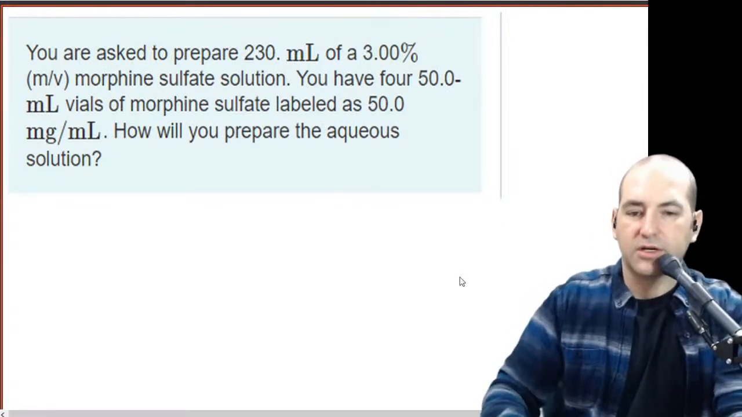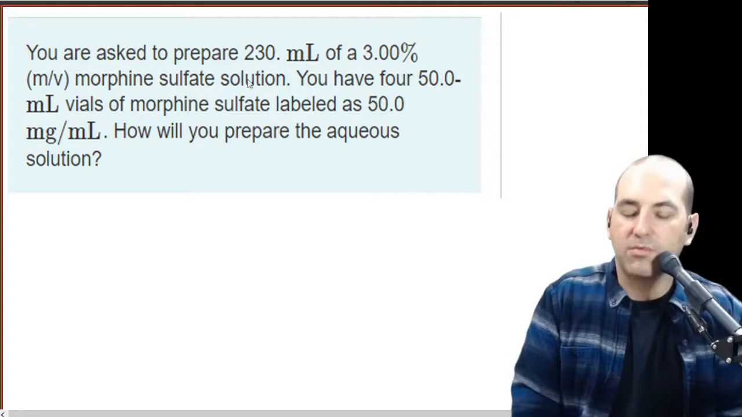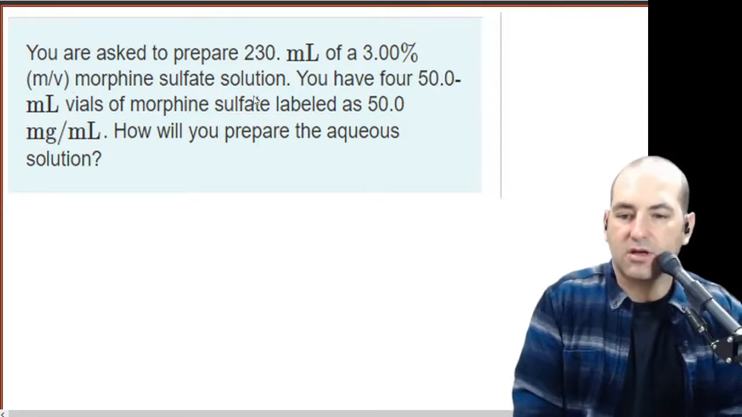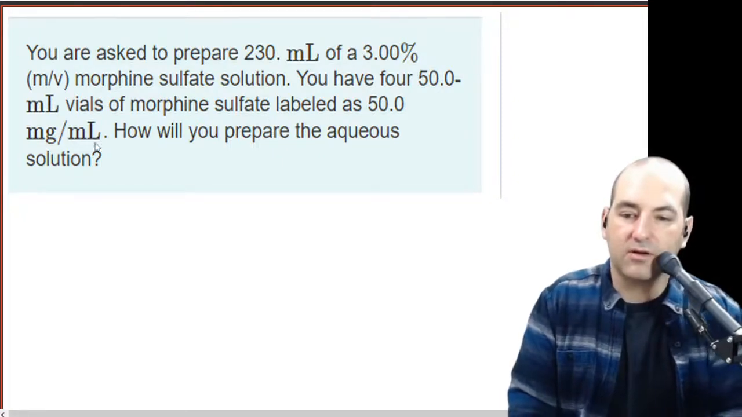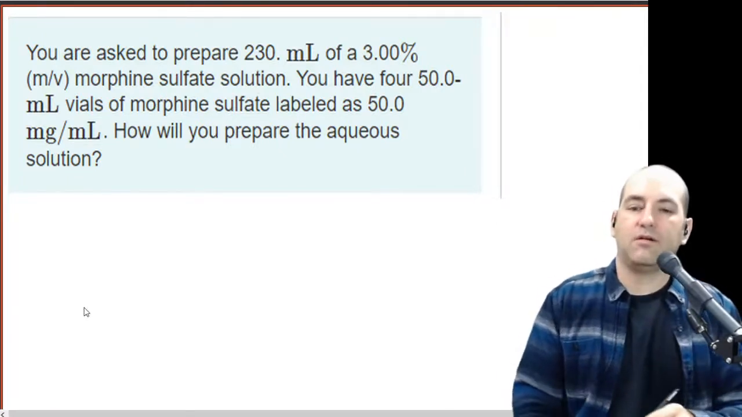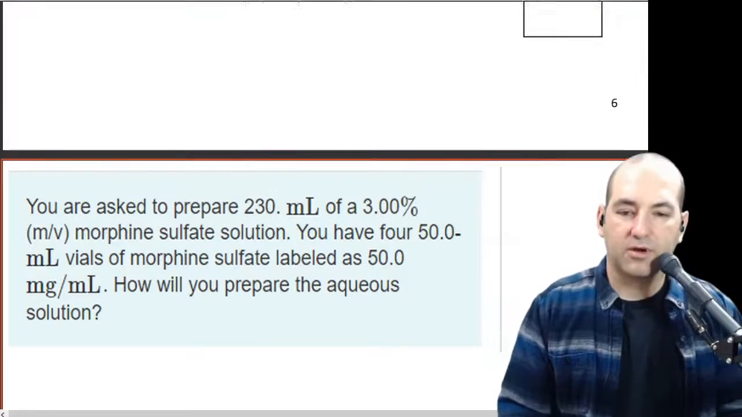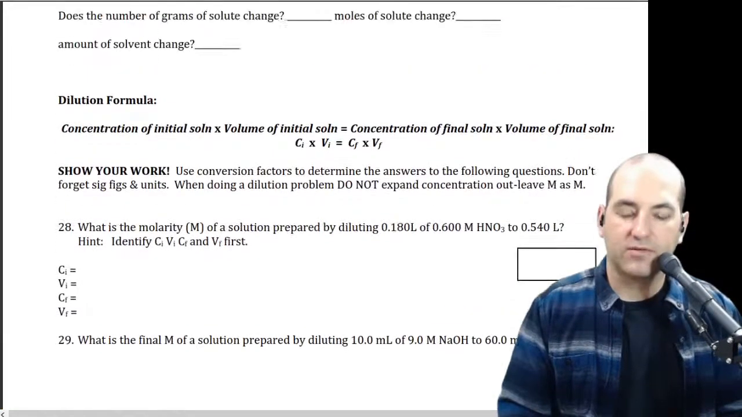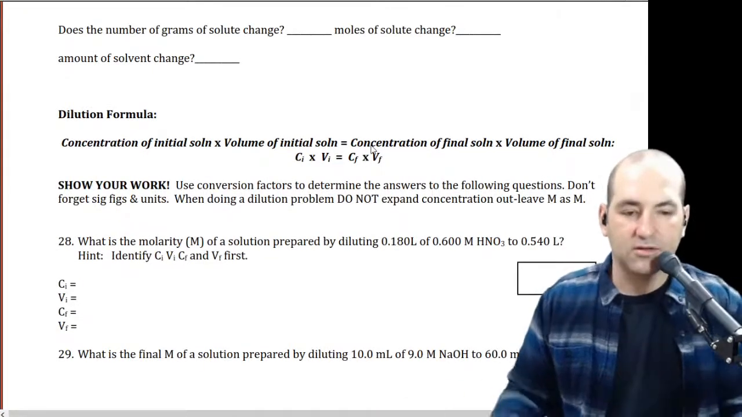All right, so this is the question. You are asked to prepare 230 milliliters of a 3% mass by volume morphine sulfate solution. You have 4 50 milliliter vials of morphine sulfate labeled as 50 milligrams per milliliter. How will you prepare the aqueous solution? All right. So this is actually something we're going to look at next time, this next section, but I'll just give you a preview so that we can answer this question.